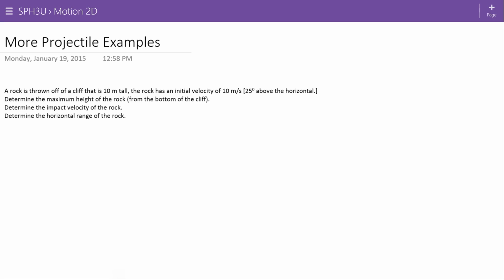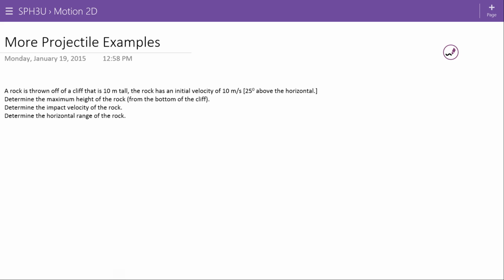Okay, here we're just going to look at another projectile example. This one is going to be different in that it's going to have a rock that is thrown off from a height, so there's going to be a vertical displacement, so off the edge of a cliff. And that rock is also going to have an initial velocity that has both a horizontal and vertical component. And so it's sort of a combination of the last two problems where we dealt with an initial velocity at an angle and something falling.